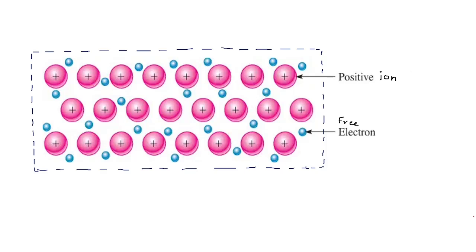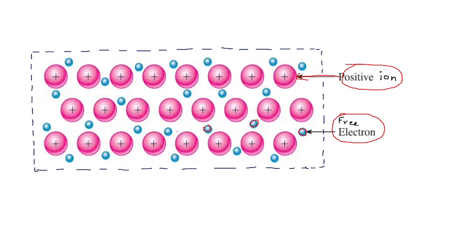Now let's consider a diagram of a semiconductor in which, with the increase of temperature, we can see a lot of free electrons and positive ions. Here you can see the free electrons as shown here. These are the free electrons. And here you can see the positive ions. So free electrons and positive ions are present in the semiconductor when there is an increase in temperature.